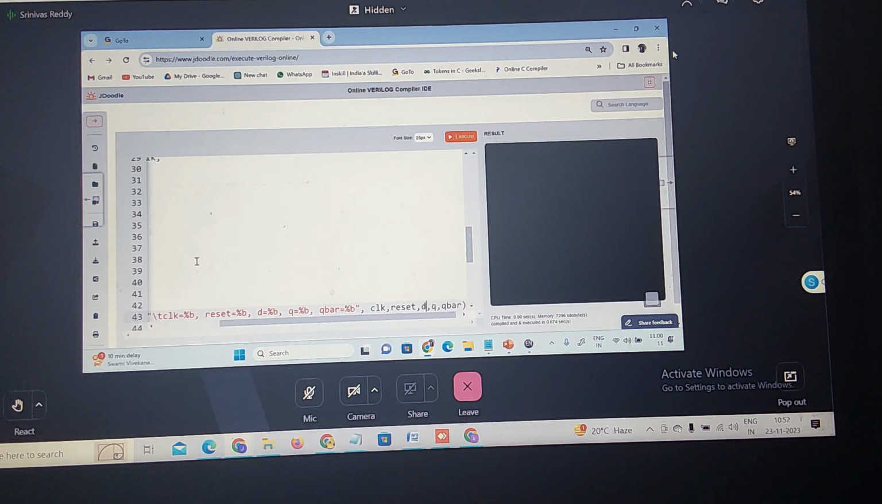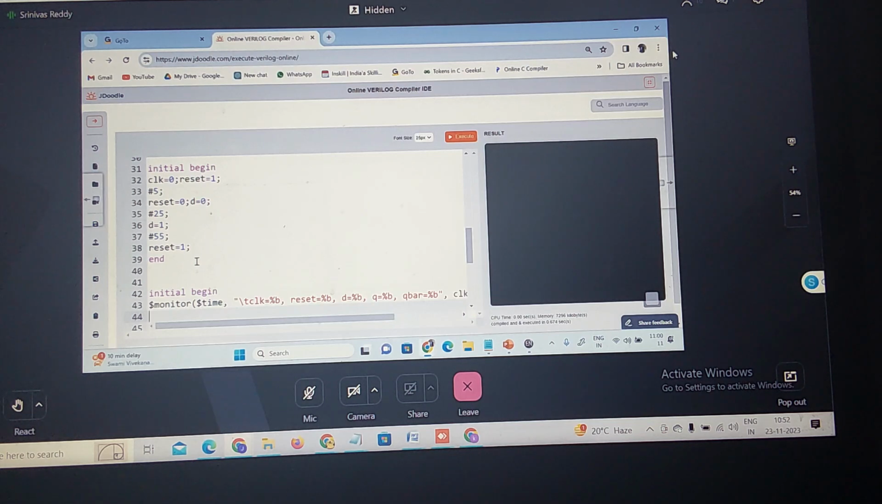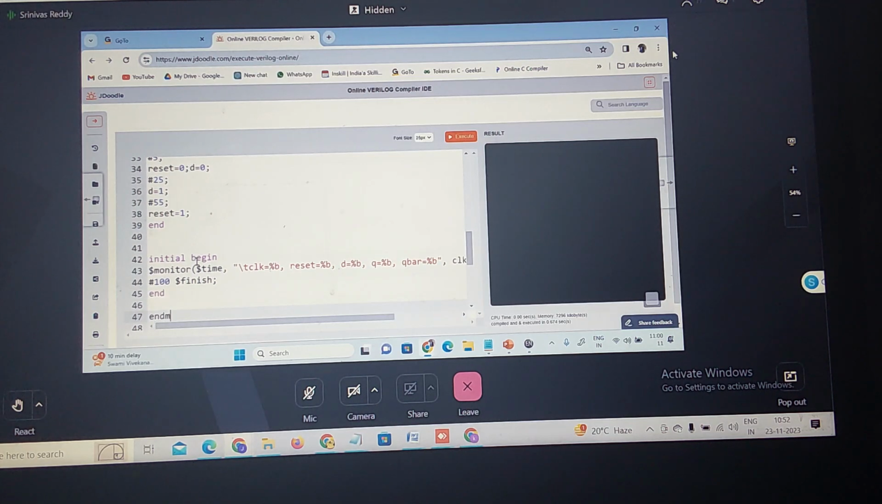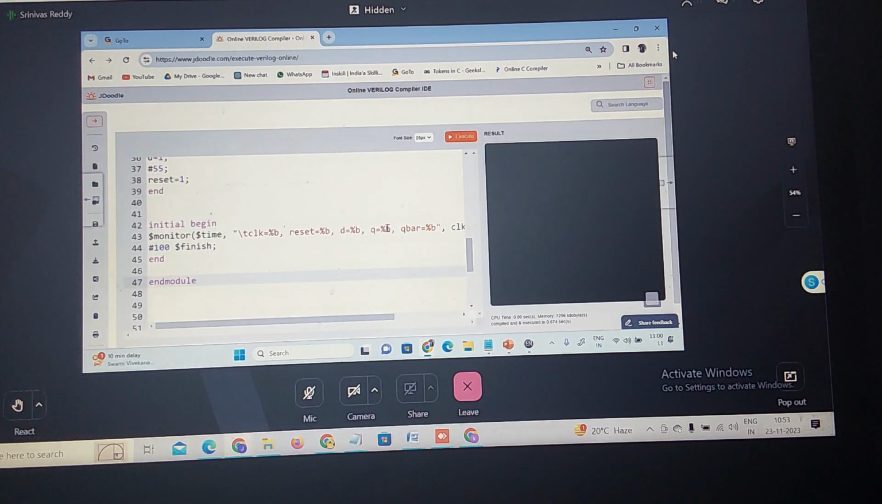Then end this line. Correct? Now let me give the time to finish this. Let us give time 100. Okay. Then I am going to do dollar finish. Then end this initial block. Then I need to end my testbench module. Do you understand? Now first let us run this for syntax errors. Then we'll go for the output analysis.